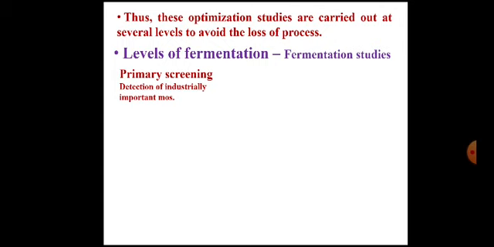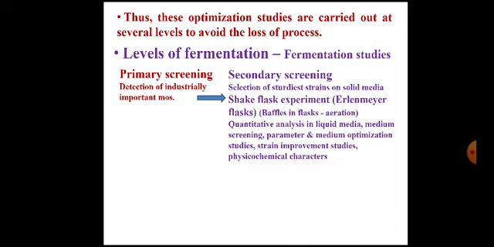First step is primary screening, as we have studied. At this level, the detection of industrially important microorganisms is done. Then it is followed by secondary screening. Secondary screening has the objective of selection of the sturdiest strain on solid medium. That means the organisms from primary screening are selected on the basis of their productivity, and these studies are carried out on solid medium.